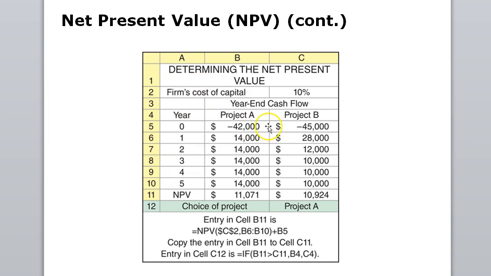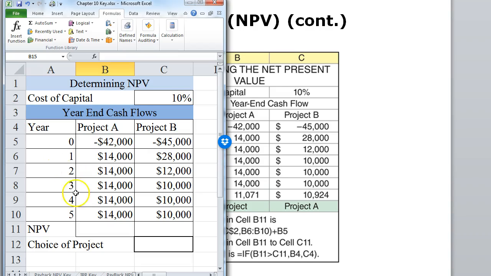And year 0 is always the payout, which we have to make as a negative amount. We put the cash flows in, and then we enter the net present value formula. So hold on, I'll set this up in Excel. Okay, I'm back. It took some time to copy this over into Excel.